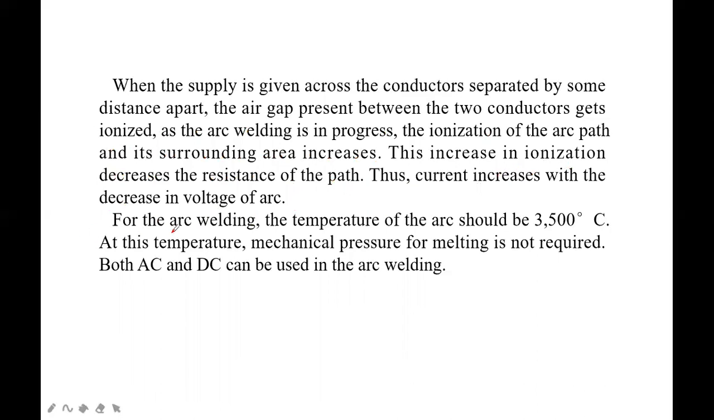For arc welding the temperature of the arc should be 3500 degrees. At this temperature mechanical pressure for melting is not required, so mechanical pressure to join the two metals is not needed. Both AC and DC can be used in arc welding, right? The source to apply to the electrodes can be AC or DC, either one you can use.